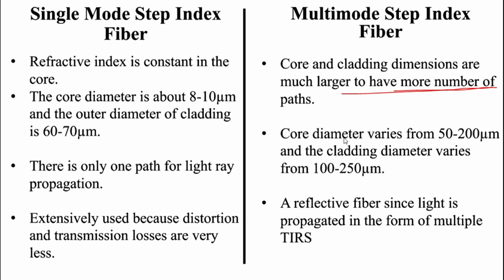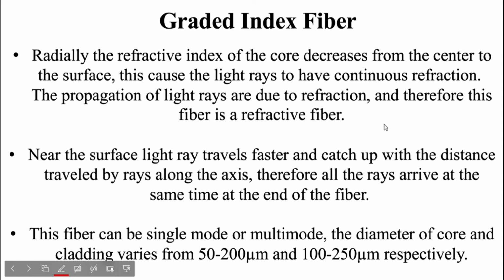The core diameter varies from 50 to 200 micrometer, which is relatively large compared to that of the single mode fiber. And the cladding diameter is also 100 to 250 micrometer. And these two types of step index fiber are reflective fibers since light is propagated in the form of multiple total internal reflections. Let's go to graded index fiber.